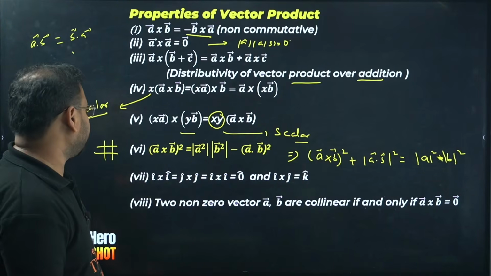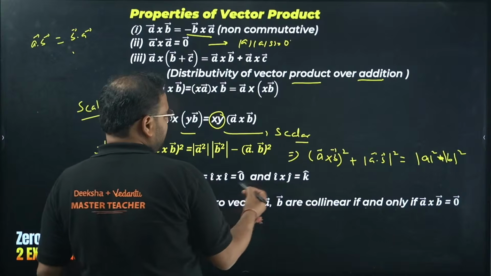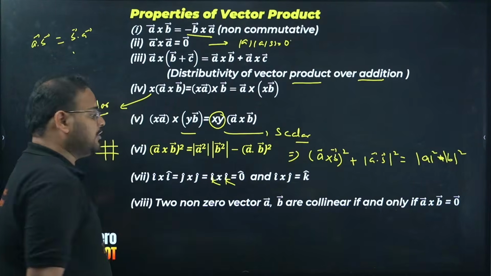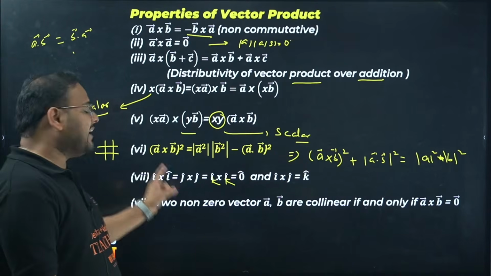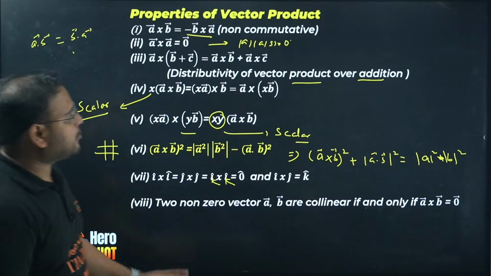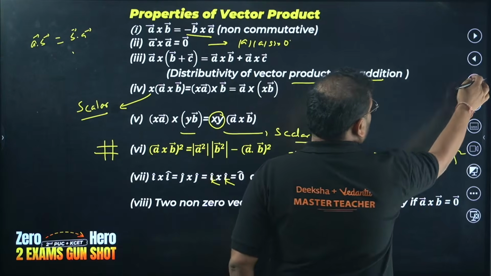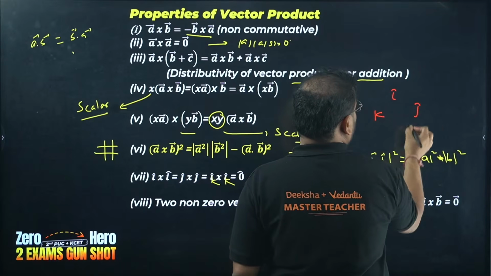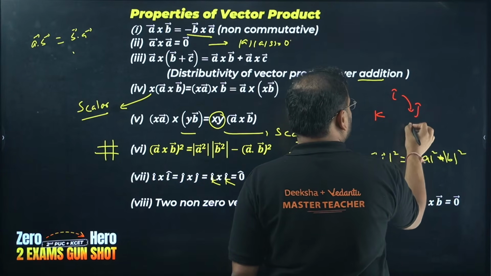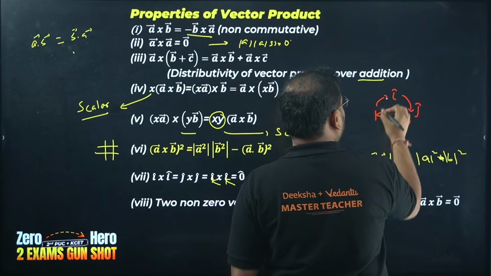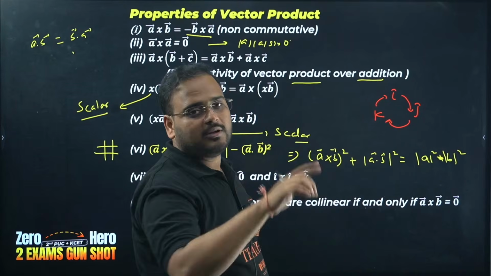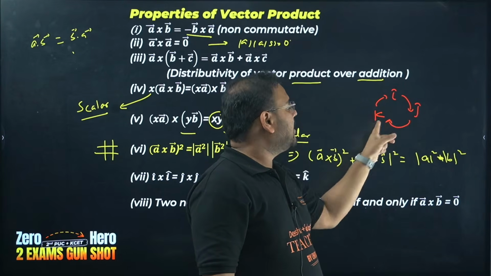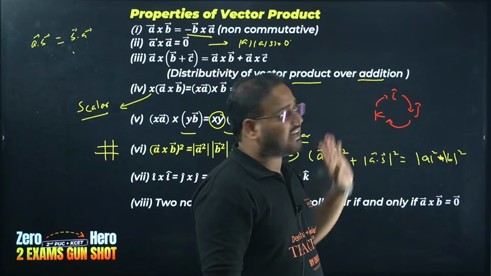So it is a very important property. I cross I, j cross j, and k cross k will always be 0, because sine 0 is always 0. What about cross products of i, j, k? If you have i over here, j over here, and k over here, multiplying in the cyclic clockwise order, i to j, j to k, or k to i, you get the answer like this: i cross j is k, k cross i is j, and j cross k is i.